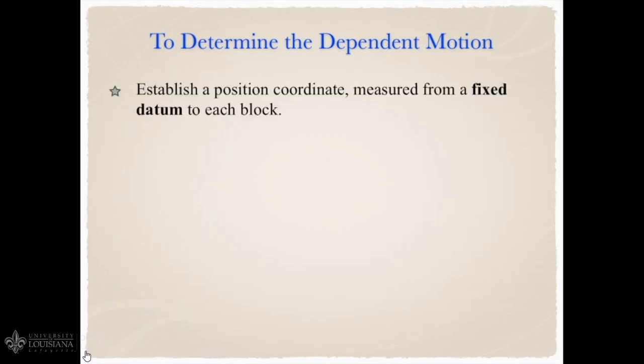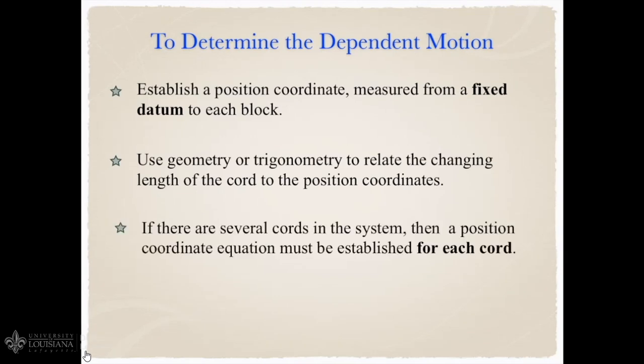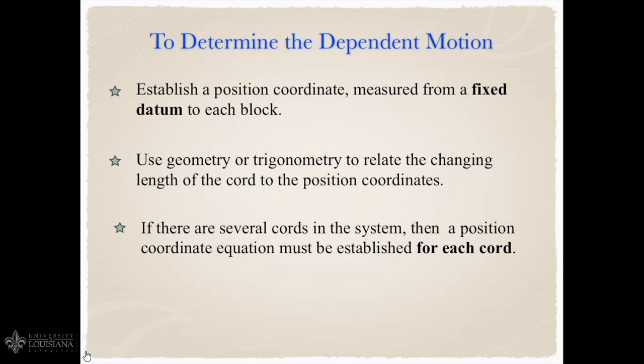First thing to do, of course, is to establish a position coordinate measured from a fixed datum to each one of the blocks in the system. And secondly, you want to use geometry or trigonometry to relate the changing length of the chord that connects the blocks to each of the position coordinates. And in particular, if there are several chords in the system, then a position coordinate equation must be established for each chord. I'll solve a problem like this at the end of the lesson.